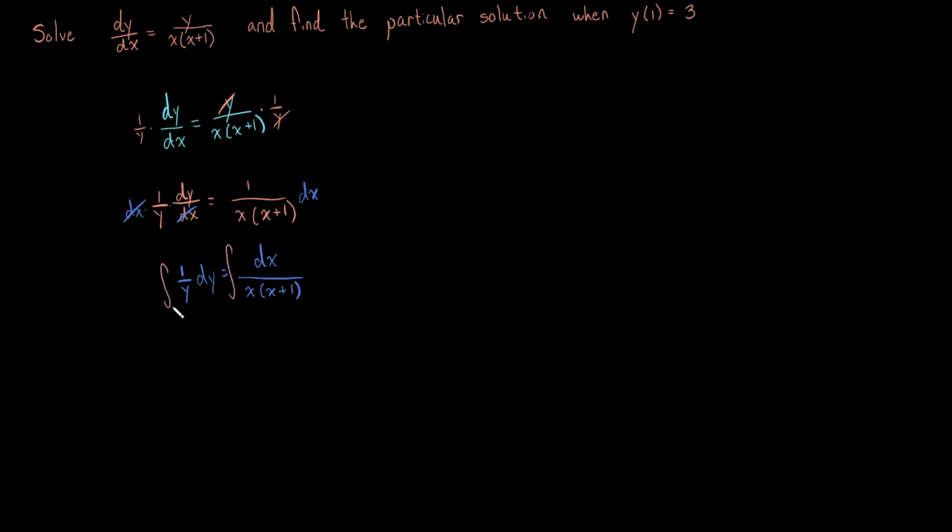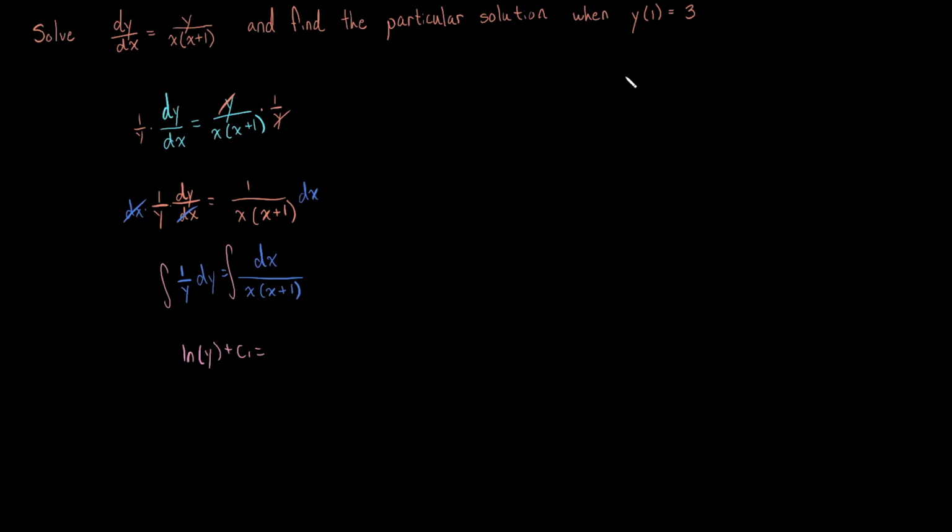So the left-hand side is pretty trivial, right? This is just 1 over y. That's ln of y, right? It's ln of y plus some constant c1 is equal to, well, to solve this, we're going to have to do partial fraction decomposition. So we're going to separate this into two separate integrals.